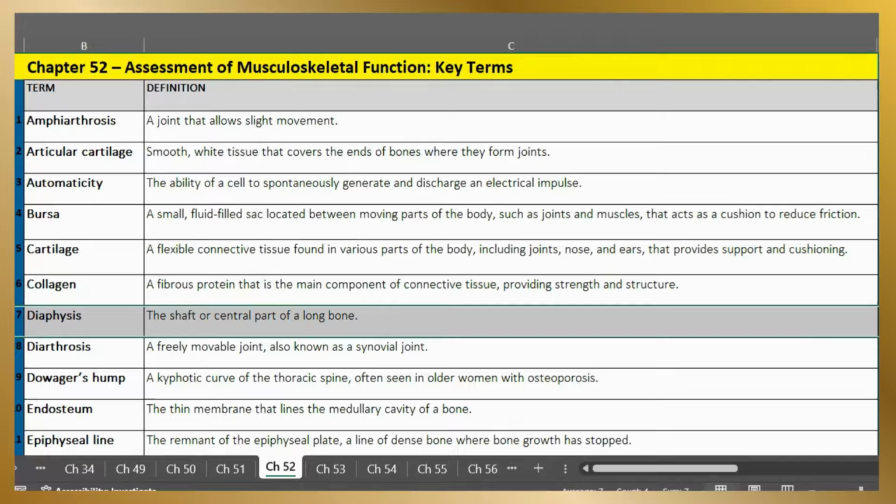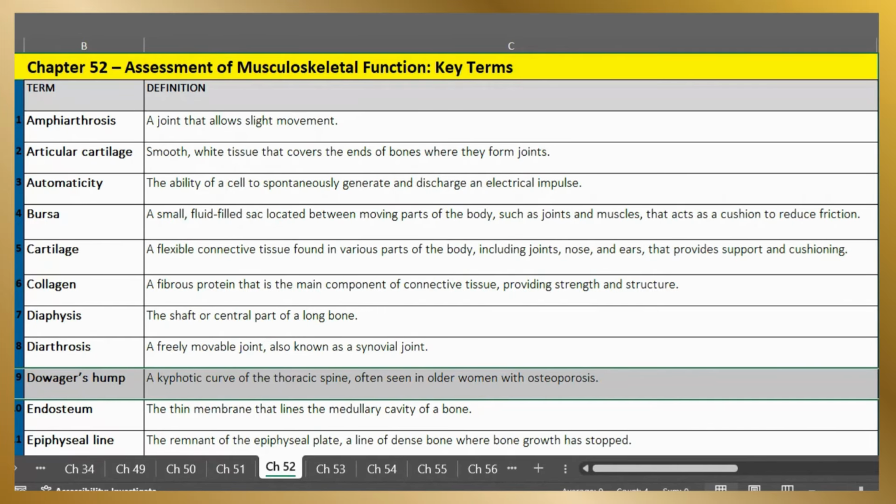Diaphysis, it's the shaft or central part of a long bone. Dia means through, and physis, growth. So dia is throughout, and physis is growth. Diarthrosis, it's a freely movable joint like the shoulder or knee. Dia, we said through. It's like a full motion.